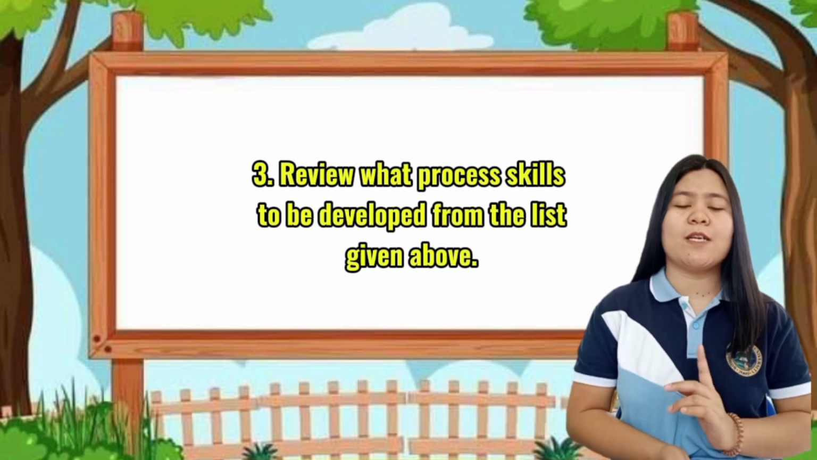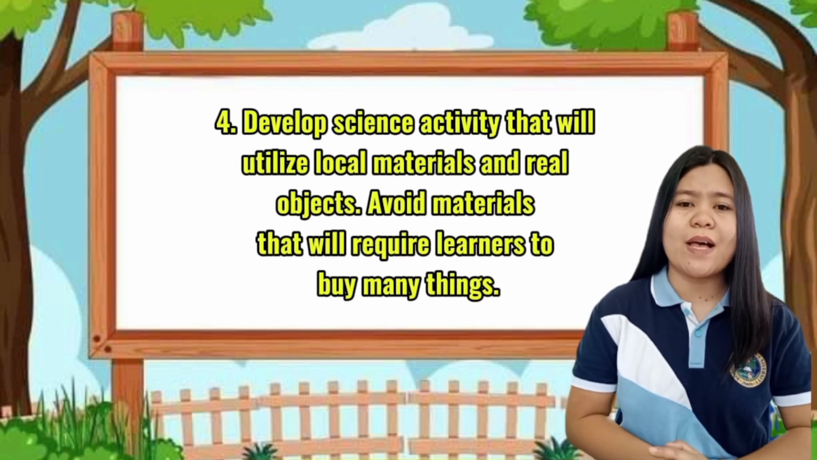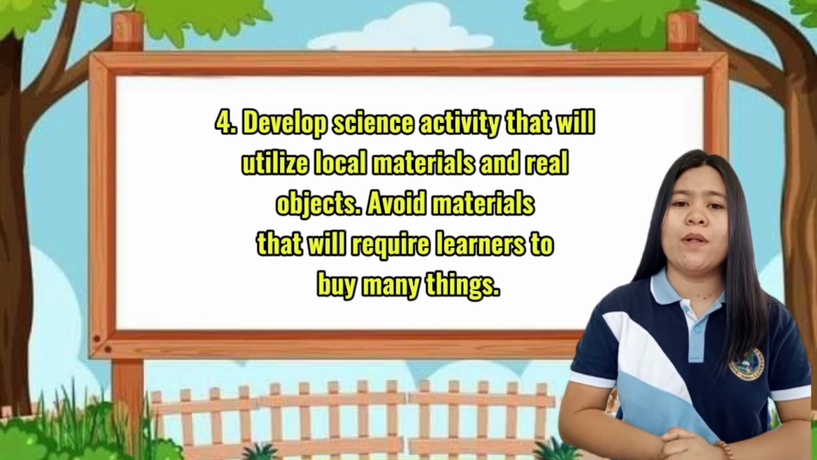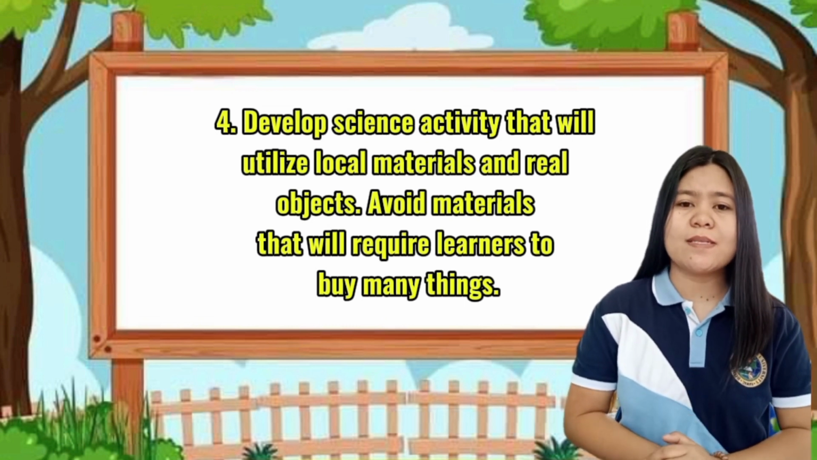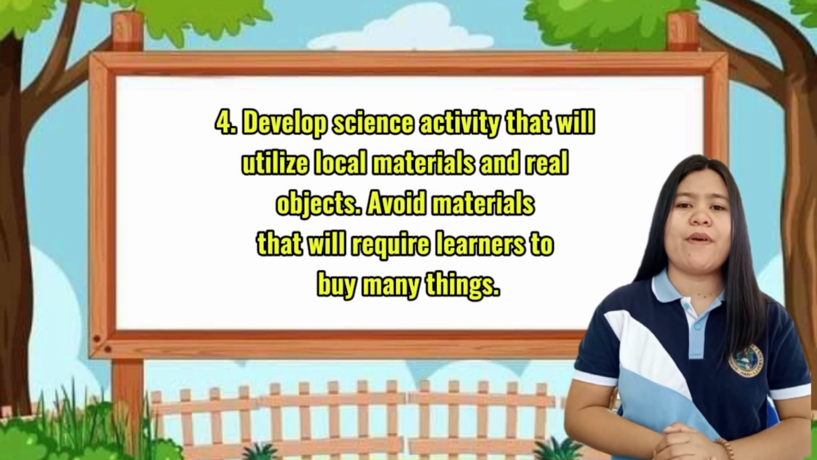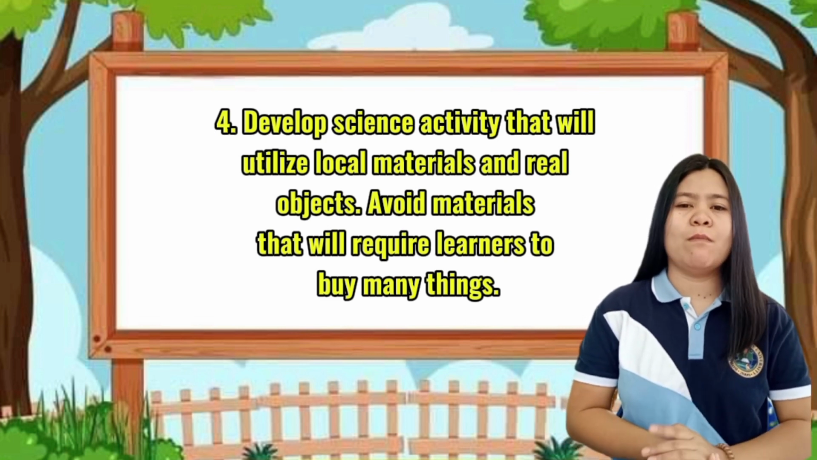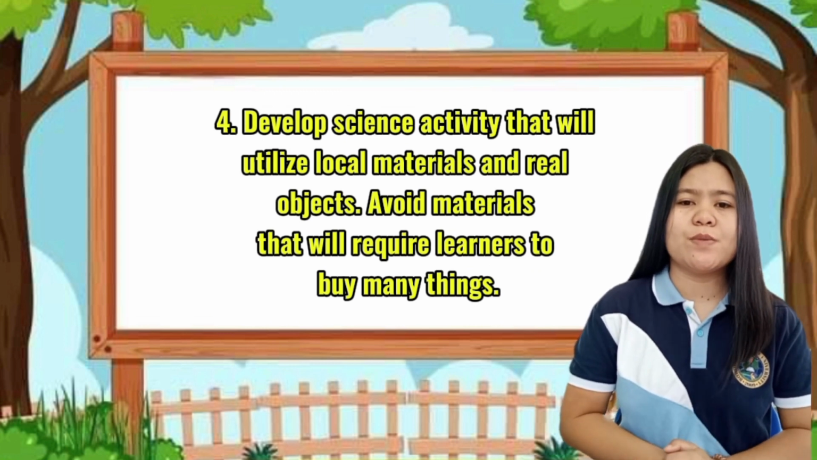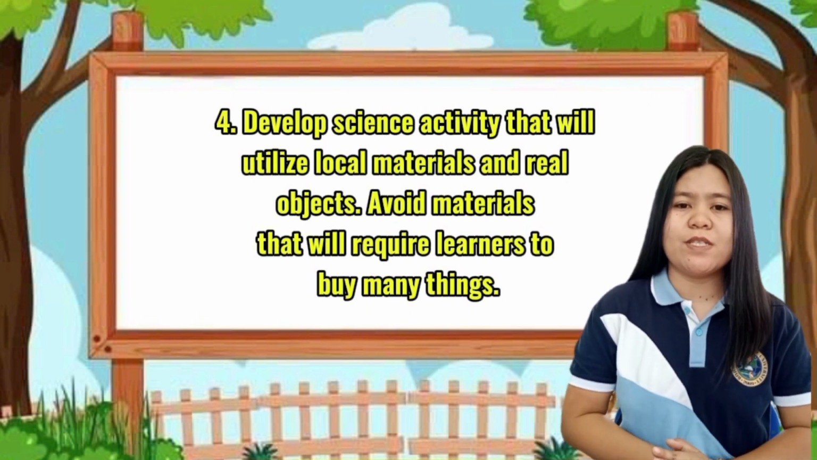predicting, and experimenting. Number four, develop science activity that will utilize local materials and real objects to avoid materials that will require learners to buy many things. Design the science activity in a way that utilizes locally available materials and real objects. This makes the activity more practical and accessible for the students. Avoid using materials that would require students to purchase many things as these may create barriers to participation.